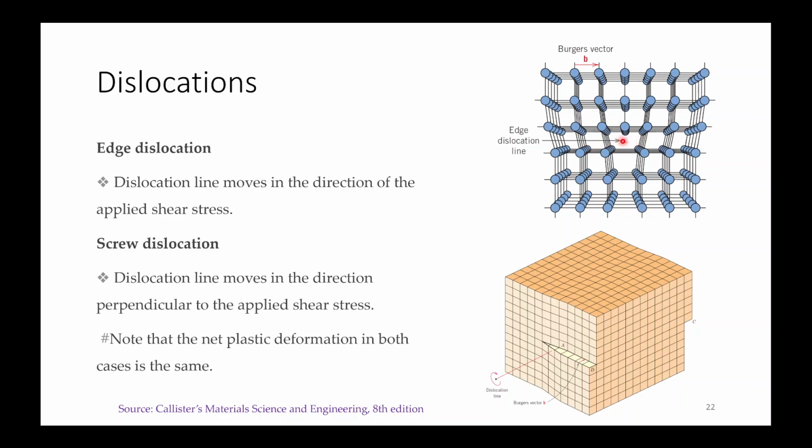Now this is what an edge dislocation looks like. In this case, as you apply shear stress in this direction, the dislocation line will move in the direction of the applied shear stress. So this dislocation will move in this direction. In the case of screw dislocation, the dislocation line moves in the direction perpendicular to the applied shear stress. But in both cases, the plastic deformation will be the same.